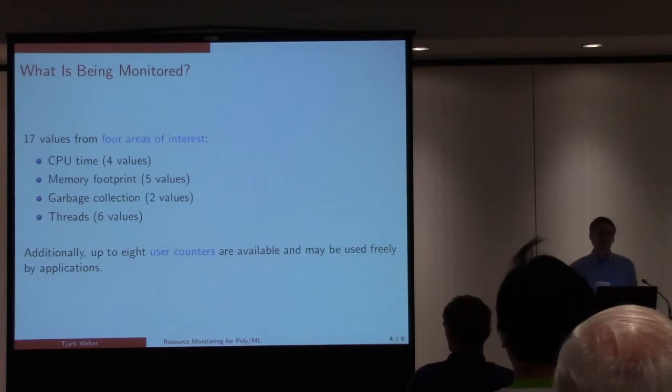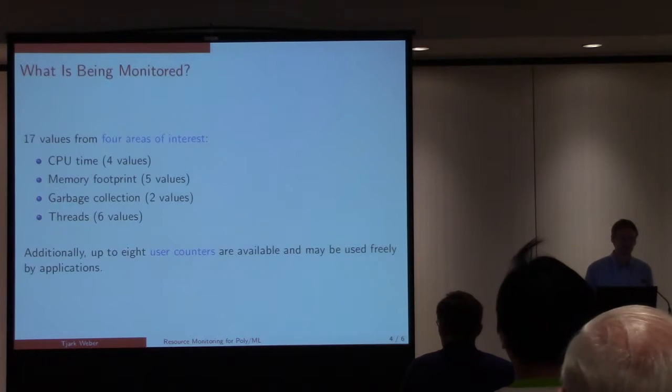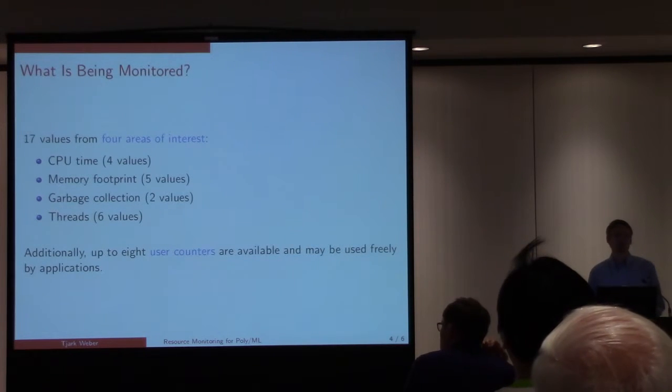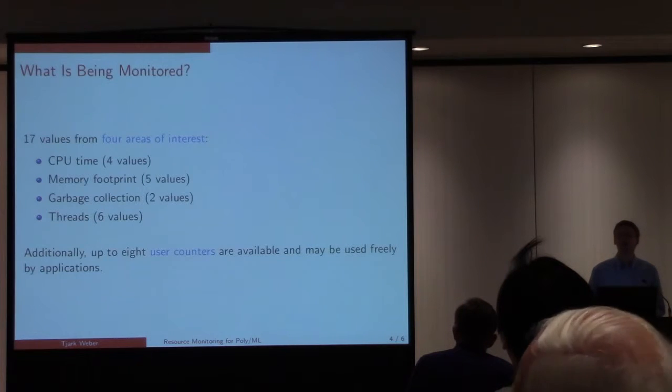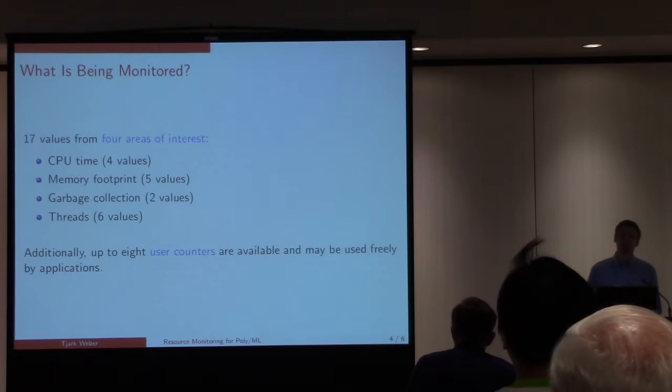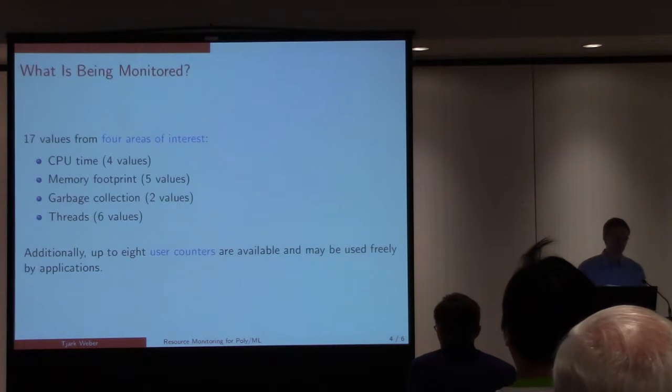The data that the runtime system makes available at present includes 17 values distributed across basically 4 areas of interest. We can monitor the CPU time that our process is consuming. We can do this separately for user and for system time, and then for time spent on garbage collection and time spent elsewhere on actual work, presumably. So that adds up to 4 values here.